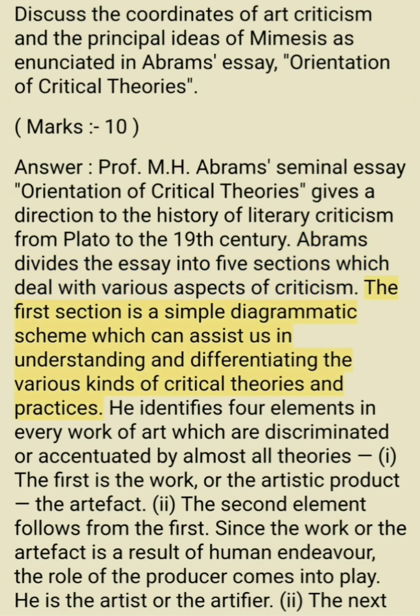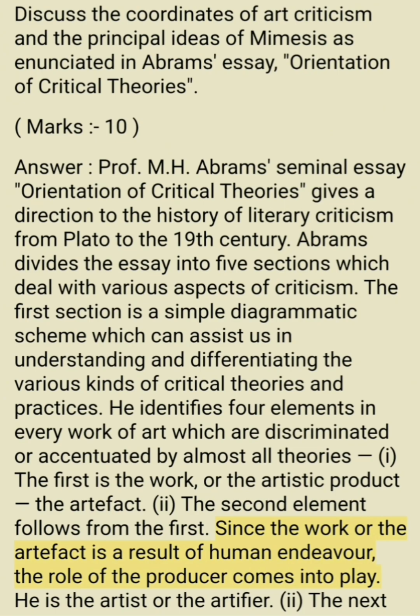The first section is a simple diagrammatic scheme which can assist us in understanding and differentiating the various kinds of critical theories and practices. He identifies 4 elements in every work of art which are discriminated or accentuated by almost all theories. 1. The first is the work, or the artistic product. The artifact.